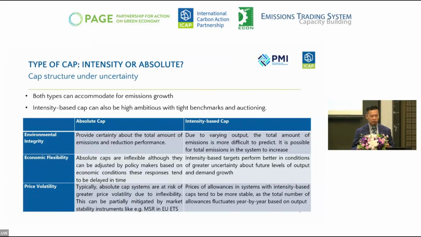But the intensity-based cap is more flexible. You only consider the efficiency, so the companies can reduce or increase capacity. They only need to meet the benchmark target, so it's more flexible. And for price volatility, the price changes more under the absolute cap, and for the intensity cap, the price is more stable.